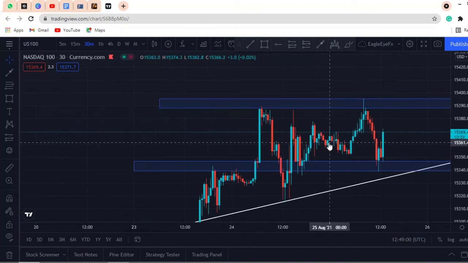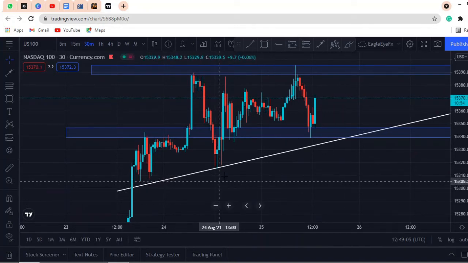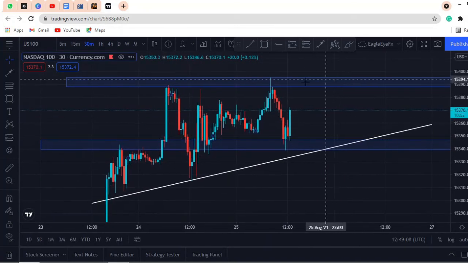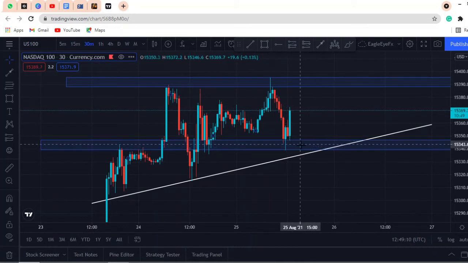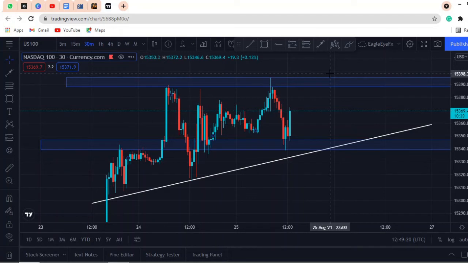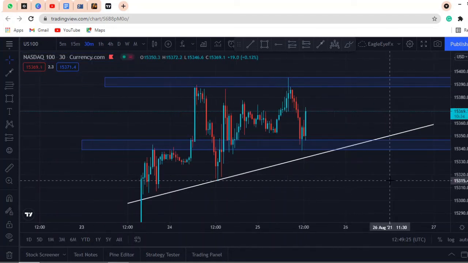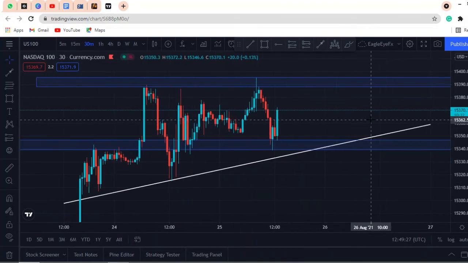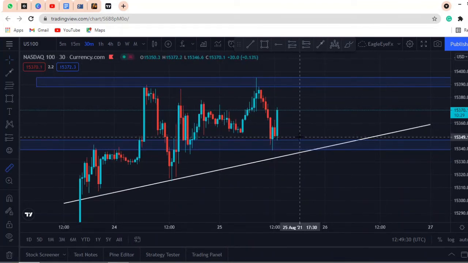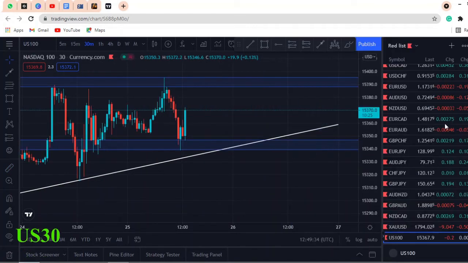I will be more interested here in what is happening, right? So I'll be interested in buys when it comes to this level here, on this zone, on this trend line, and as long as it has not been able to break this zone here, then I'll be interested in sells. So that's what I will do on US100. Okay, let's go to US30.